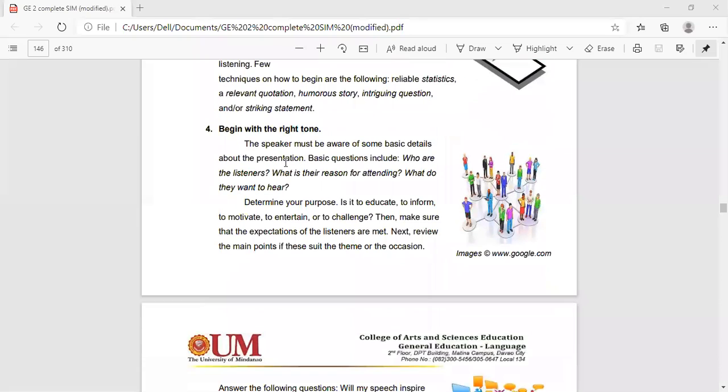Number four, begin with the right tone. The speaker must be aware of some basic details about the presentation. Basic questions include who are the listeners, what are their reasons for attending, and what do they want to hear. That is why you have to determine your purpose. Is it to educate, to inform, to motivate, to entertain, or to challenge somebody? Then make sure that the expectations of the listeners are met. Next, review the main points if these suit the theme for the occasion.